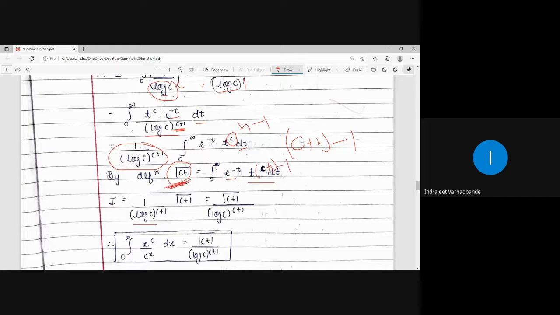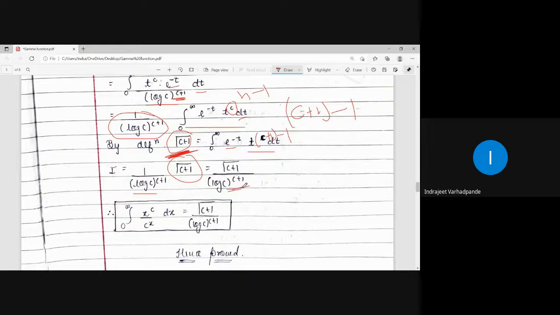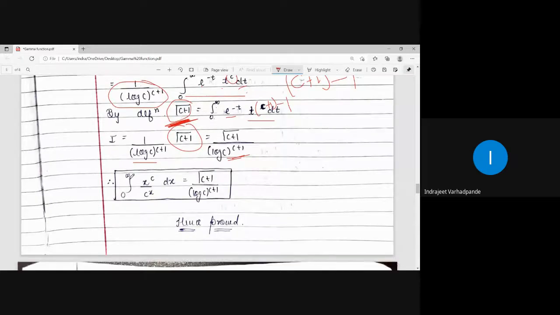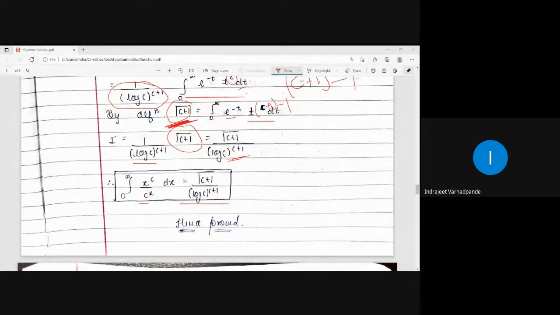So this is ultimately gamma c plus 1 upon log c to the power c plus 1. With 1 upon log c to the power c plus 1 outside, this integral converts to gamma c plus 1. So the integral becomes gamma c plus 1 upon log c to the power c plus 1. Hence integral 0 to infinity x to the power c upon c to the power x dx is gamma c plus 1 upon log c to the power c plus 1, that was the desired result.